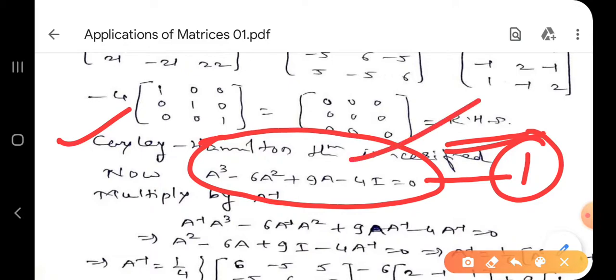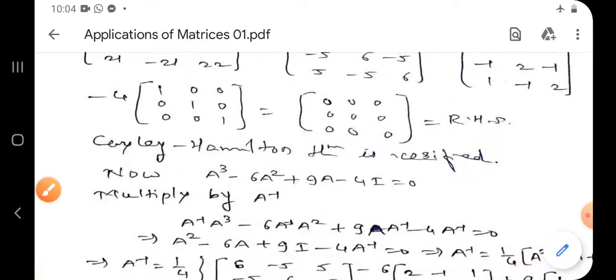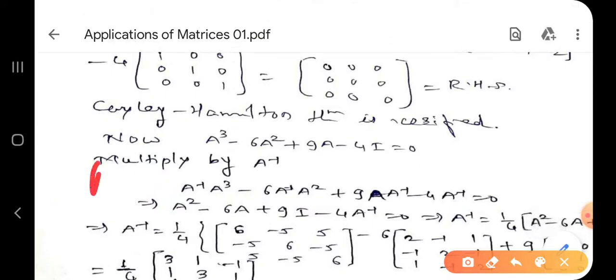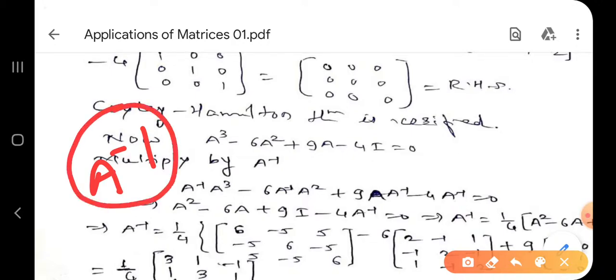Okay. Now to this equation I have to find A inverse. So multiply this equation by A inverse. If you multiply by A inverse, you may pre-multiply or post-multiply, it doesn't matter. Suppose instead of A inverse you have to find A raised to 4, then multiply this equation by A only, and I get A cube into A, raised to 4. Suppose I have to find A raised to minus 2, means multiply this equation by A raised to minus 2.